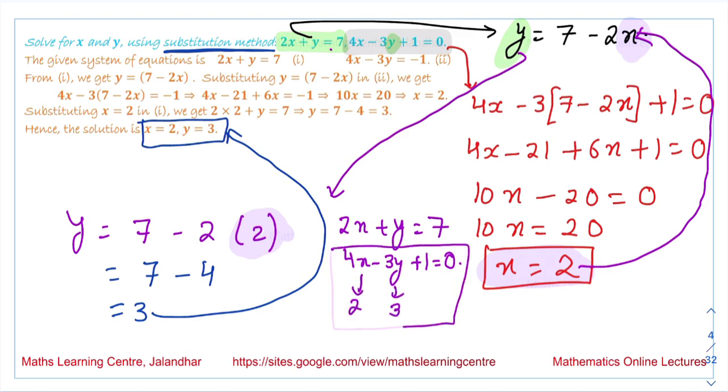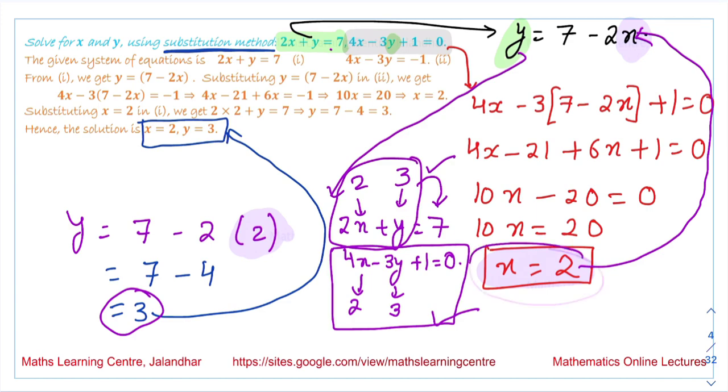You will see that this equation is satisfied. You substitute over here, it is 2. You substitute over here, it is 3. You will see that the total answer is 7 and this equation is satisfied. So we are saying that these values, x is equal to 2 and y is equal to 3, satisfy this equation. Hence this is the solution of this equation.